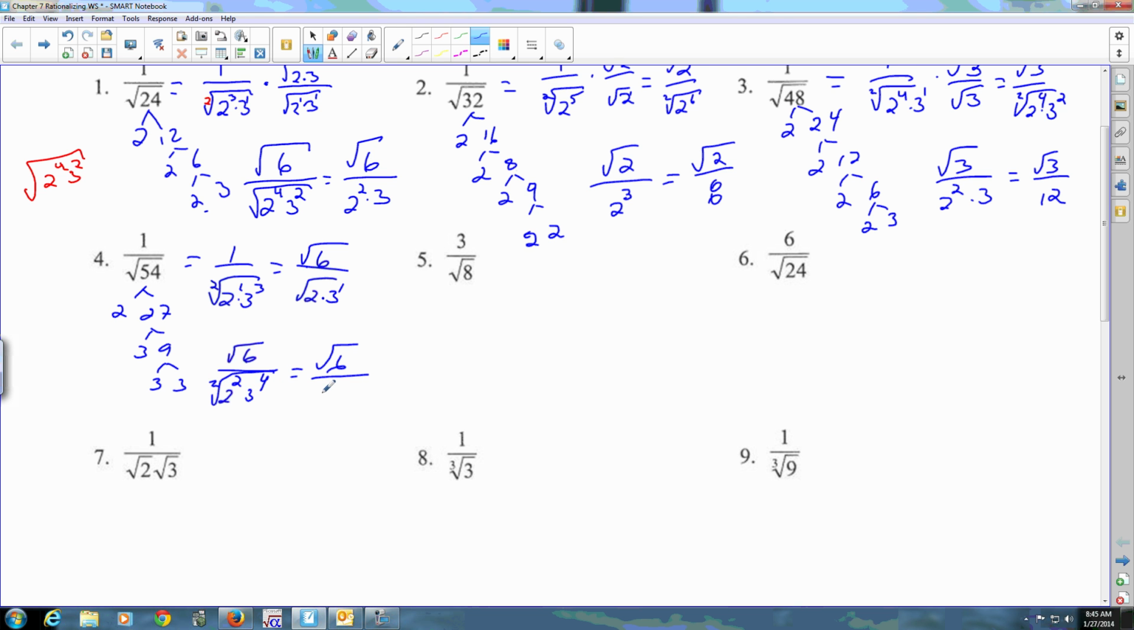Square root of 2 squared is 2. Square root of 3 to the 4th is 3 squared. So that becomes square root of 6 over 2 times 9, which is 18.